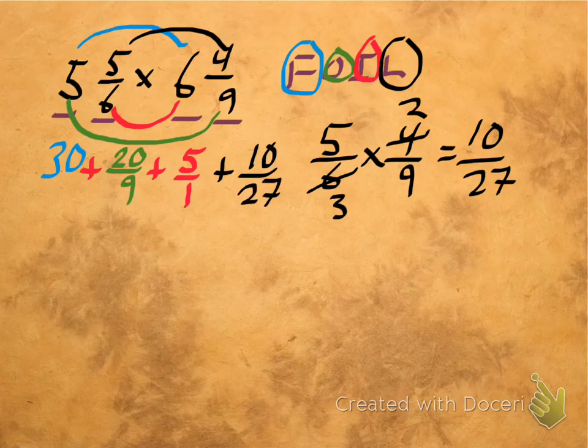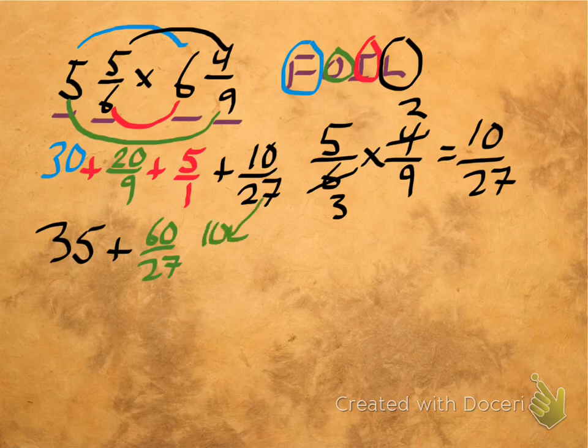All right, now the 30 and the 5 is easy to add together. That's 35. And the 20/9ths and the 10/27ths, they're both fractions. So to add those together, we're going to need to get a common denominator. So I'm going to change the 20 over 9 into 60 over 27. And then I'm going to add in the 10/27ths from up here. And we're going to get 35 and 70/27ths.